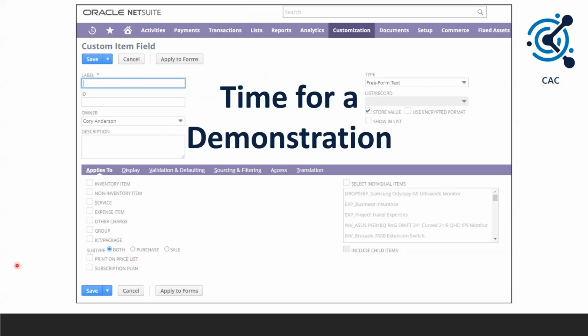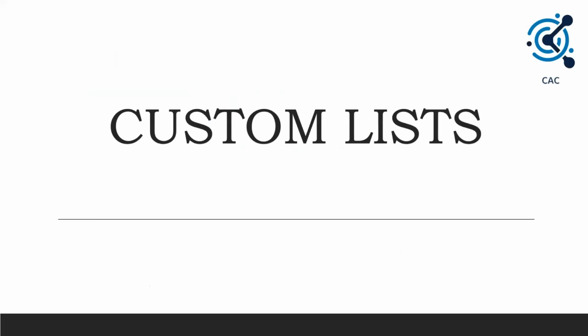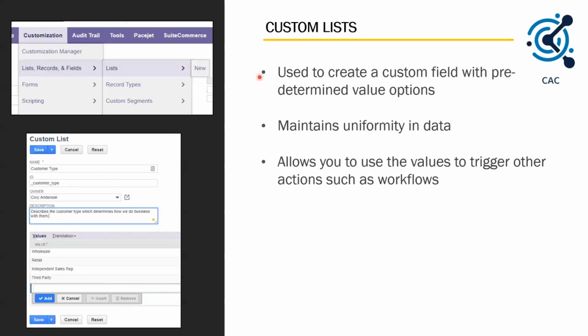Okay, so we've done our demonstration. Let's move on to the next topic, which is custom lists. This is very short and very simple, but it is a very powerful way to control the customizations in your system. A custom list is used to create a custom field with predetermined value options. The key here is that it maintains uniformity in the data in your system.